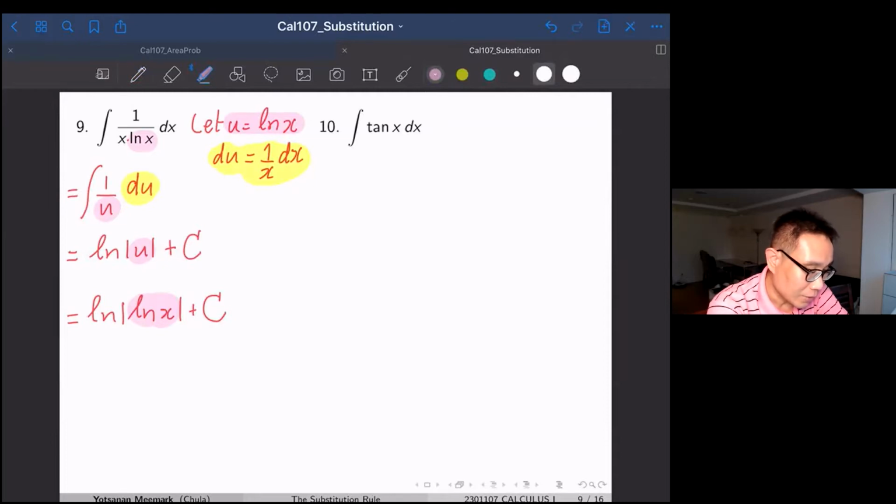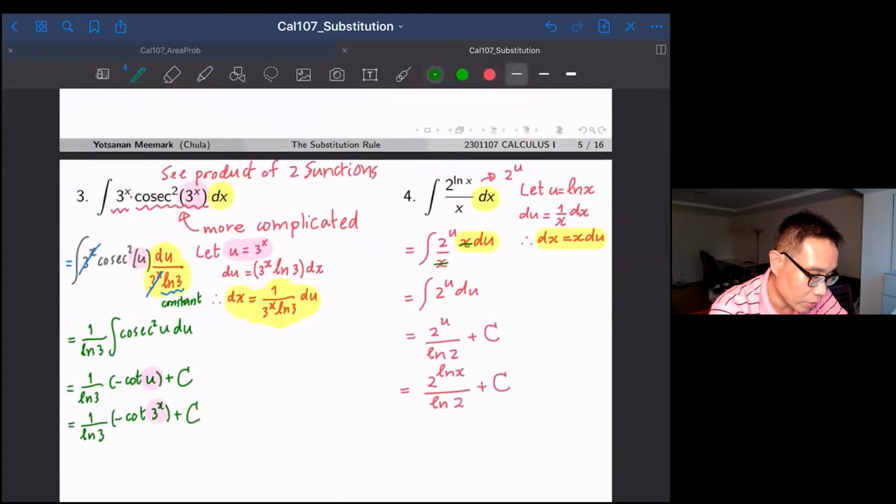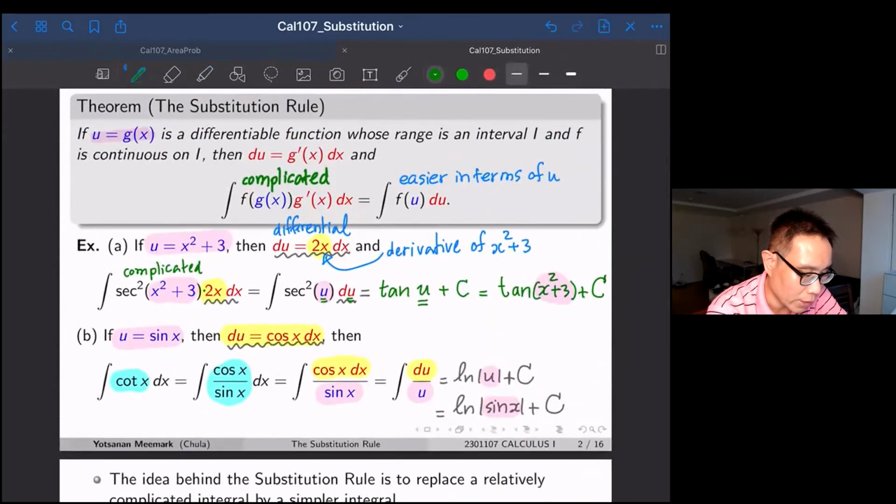The next one you have tan x. So for tan x, we are not able to integrate tan x directly. So we're gonna change it into sine x over cosine x. We did this once, right? We did cot x before. So let's go back to cot x.